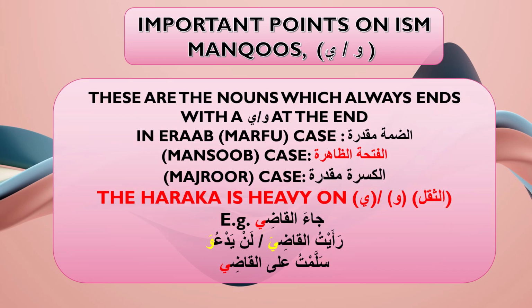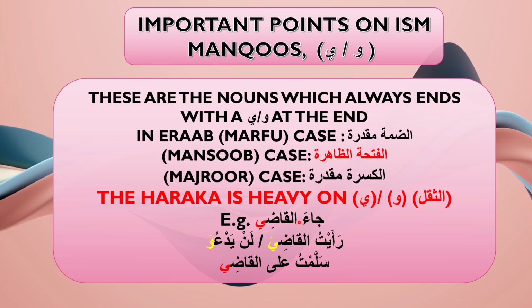Next one. These are all the important points on ism manqus and also the weak letters waw and ya. Any verb or noun with a weak letter waw or ya, the rules are the same. These are the nouns which end with waw or ya. In all the 3 cases, there is a slight difference. In marfu and majroor case, the dhamma and the kasra are muqaddara, but only in the mansoob case, the fatha will be zahira.